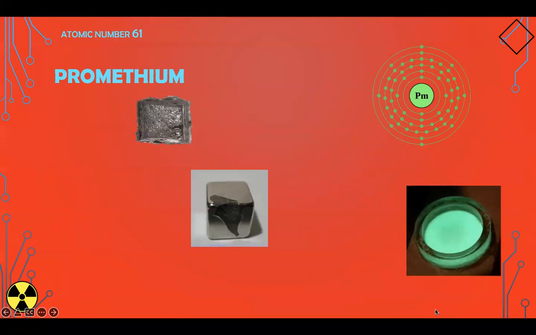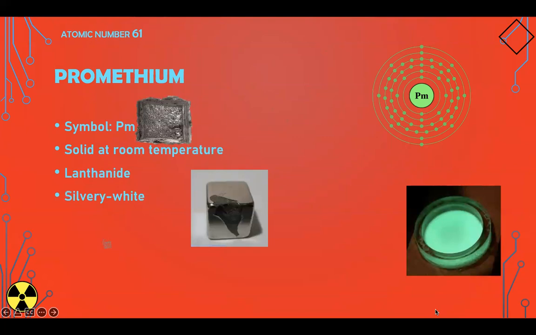Promethium. Now, promethium is also pretty interesting. Its symbol is Pm. It's a solid at room temperature. As you guessed it, it's a lanthanide. Promethium is silvery white in color. It is radioactive as well as synthetic, just like technetium and most of the elements towards the end.